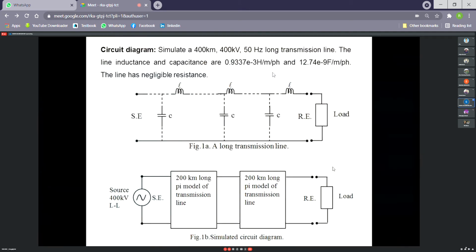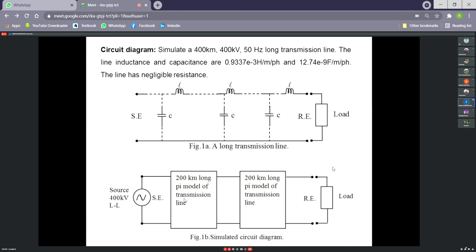And the line has no resistance. So in MATLAB, if we want to make this in the electrical power system, then what will be the total inductance of the line? This multiplied by 400 per phase. Then we have to distribute that much inductance into some parts, so that we can get some distributed parameter type effect. Okay. Otherwise, if we just connect that 400 into this 0.9377 10 to the power minus 3, then we shall get a lumped parameter. So the effect of distributed parameter will not come in the observation.